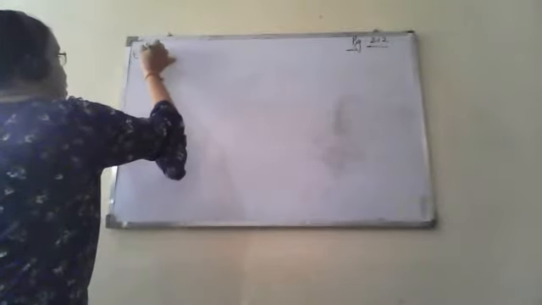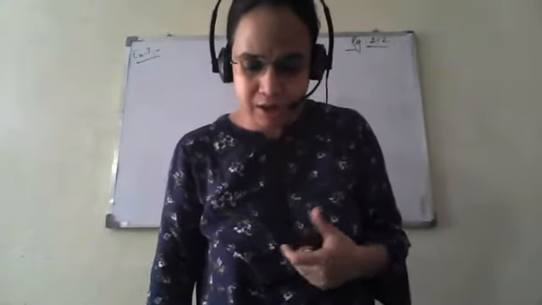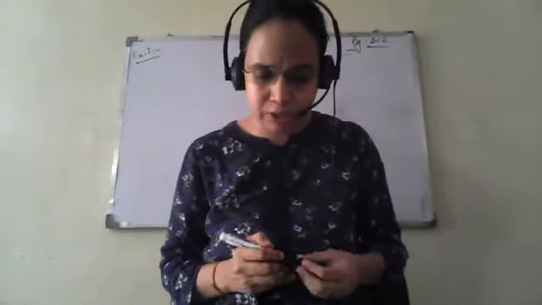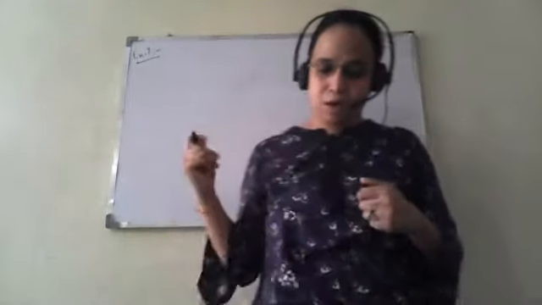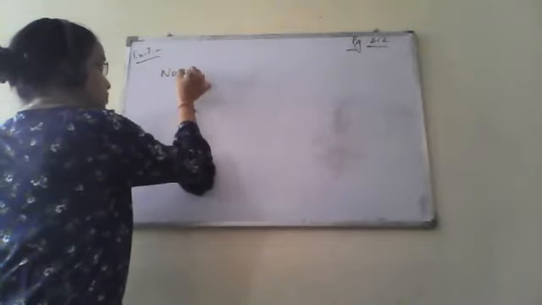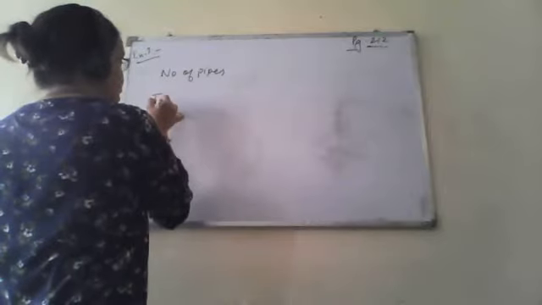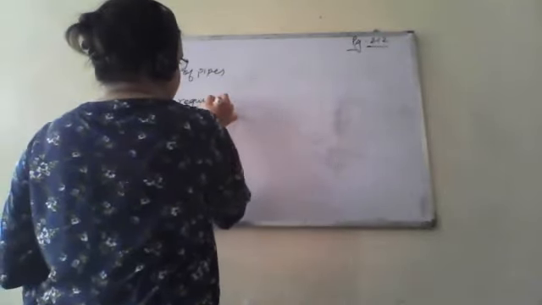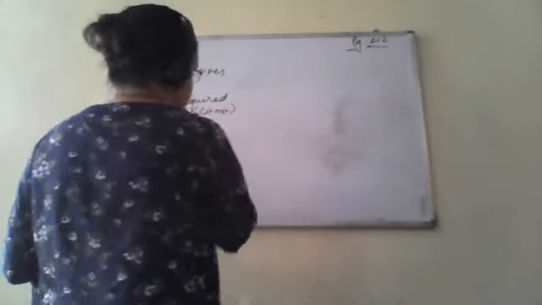Example 7. So what it says, 6 pipes are required to fill a tank in 1 hour 20 minutes. How long will it take if only 5 pipes of the same type are used? Now what we have: number of pipes and time required for filling. Time required in minutes. We can convert those hours and minutes into minutes.